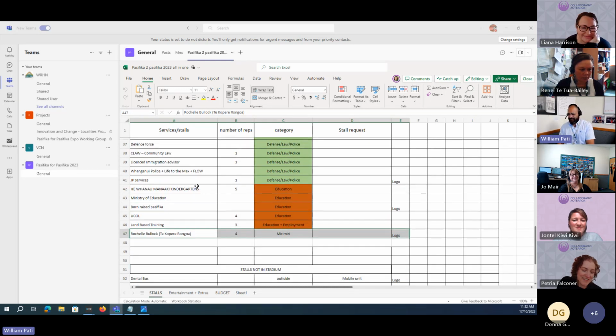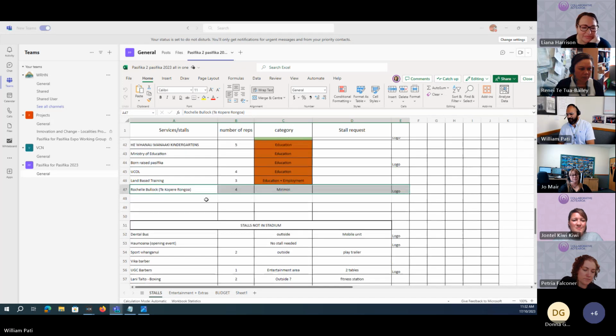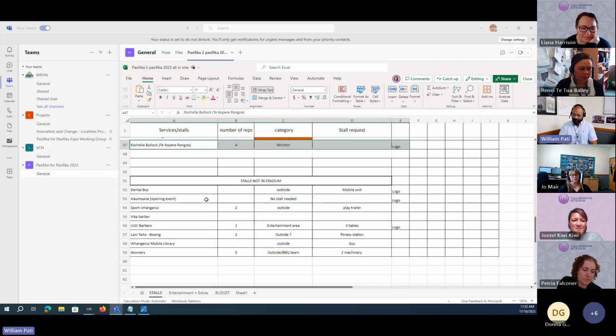And last but not least, just as important, our education section. And then outside, we've got the dental bus there. We've got the sports section there. We've got two barbers who came on board to say, yeah, we'll cut here for free for our elderly. And we've got one of our Samoan boys over here, Lani Taito Boxing. He's just opened up a boxing gym for females only, and he's going to come and showcase that. Renee hooked us up with the Whanganui Library.